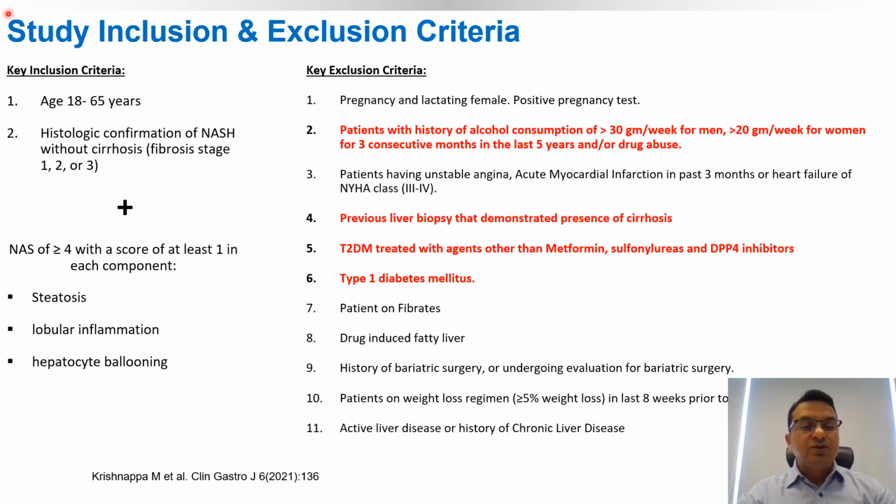So these are the key inclusion and exclusion criteria of this phase 3 clinical trial. As you can see here, the enrolled patients were adults of 18 to 65 years of age. They had histological confirmation of NASH without cirrhosis. That means only fibrosis stage 1, 2 and 3 were enrolled. The patients having fibrosis F4 grade were excluded. The patient should have a baseline NAFLD activity score on histopathology of 4 or more.